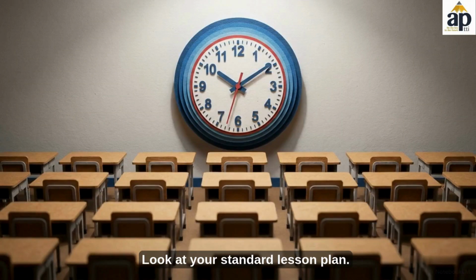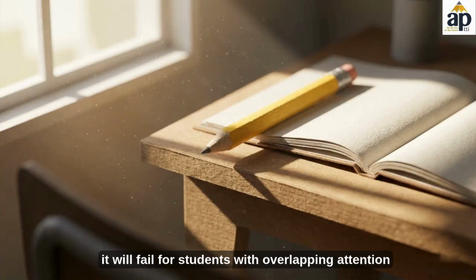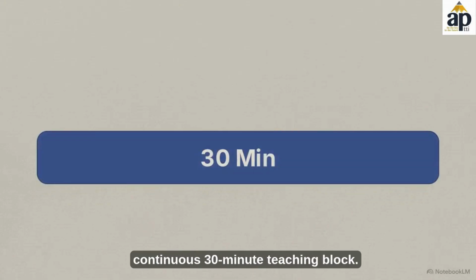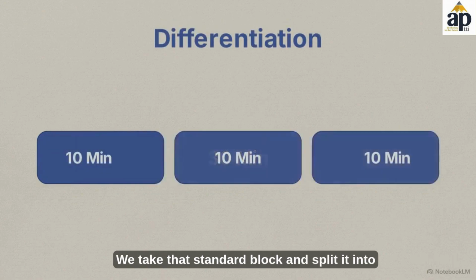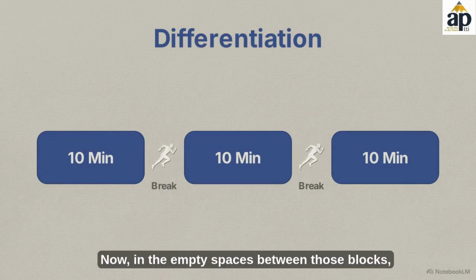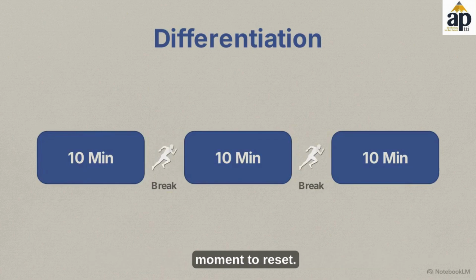Look at your standard lesson plan. If it requires 30 minutes of continuous seated listening, it will fail for students with overlapping attention difficulties like ADHD. This timeline shows a continuous 30-minute teaching block. The strategy here is differentiation. We take that standard block and split it into three 10-minute segments. Now, in the empty spaces between those blocks, insert physical movement breaks to give students a moment to reset.